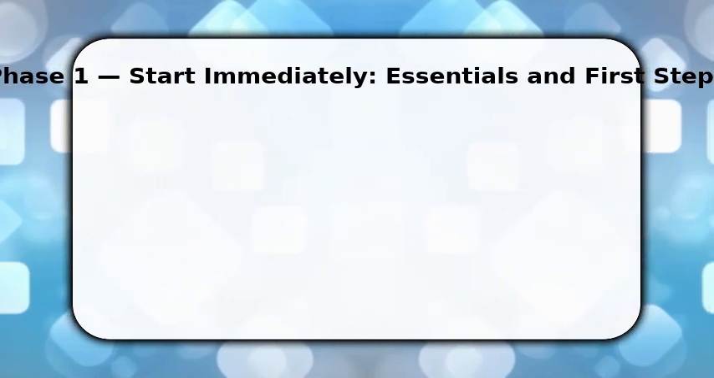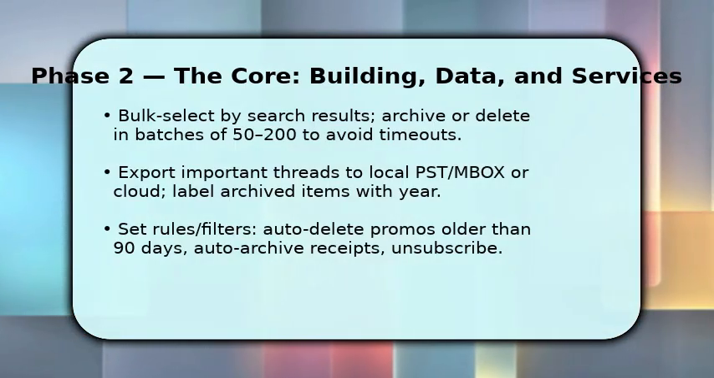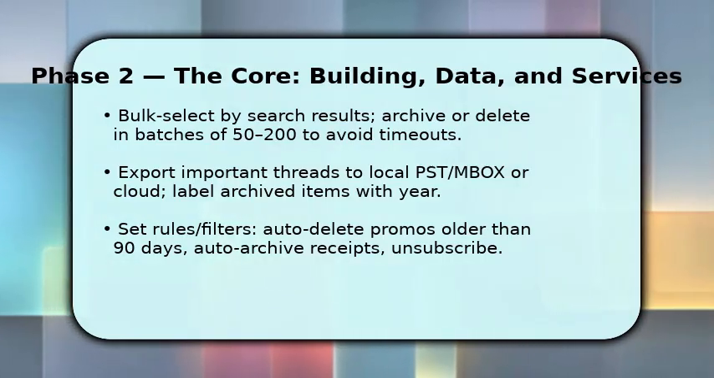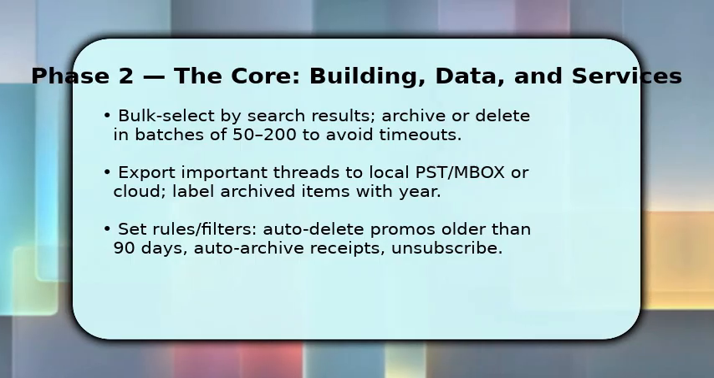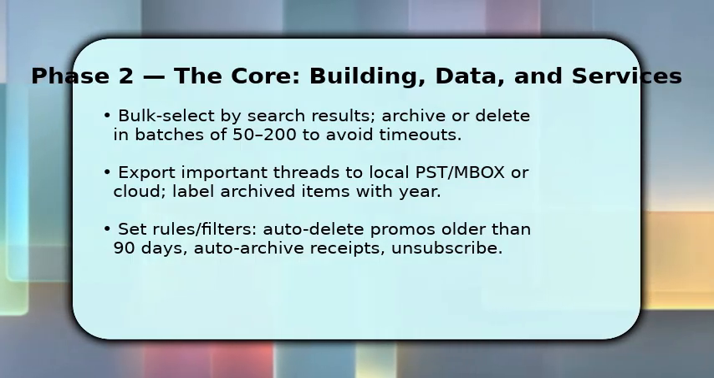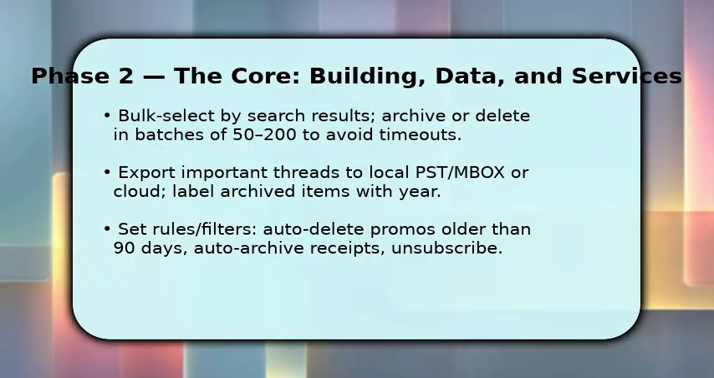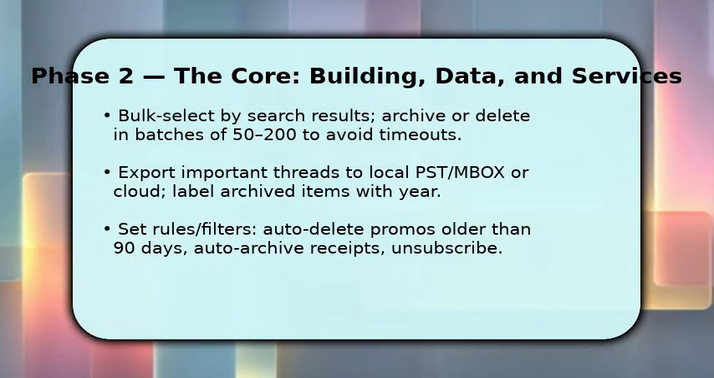You proceed with bulk actions to free major space. Select search results in batches, 50 to 200, and choose archive or delete. Batching reduces sync errors. Meanwhile, export critical folders to a local PST or MBOX, or move them to a cloud backup, and tag with year labels so retrieval is simple.